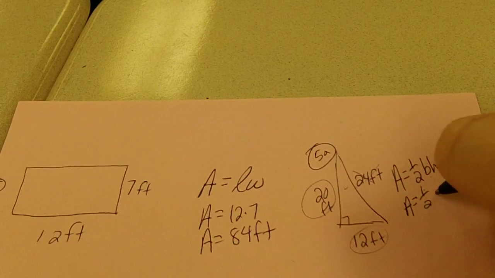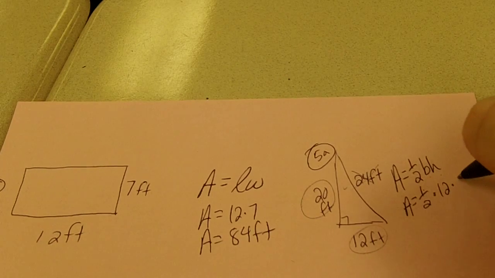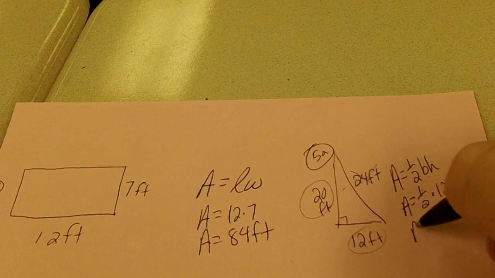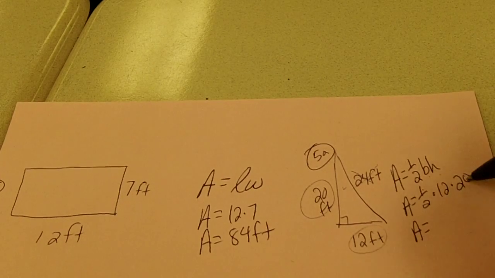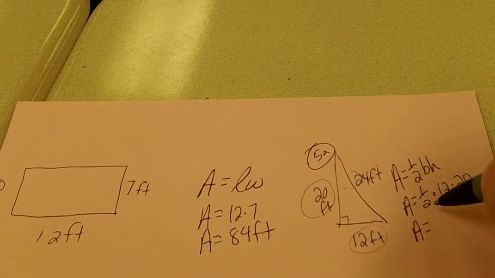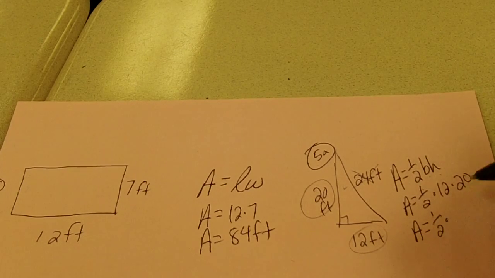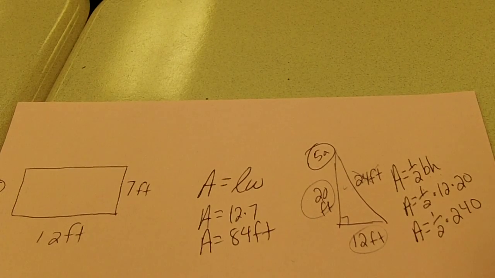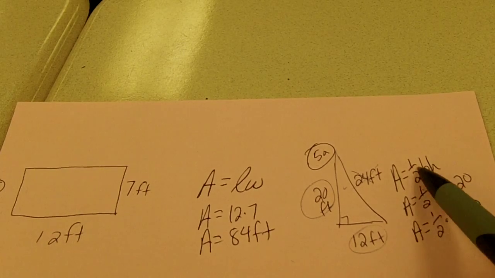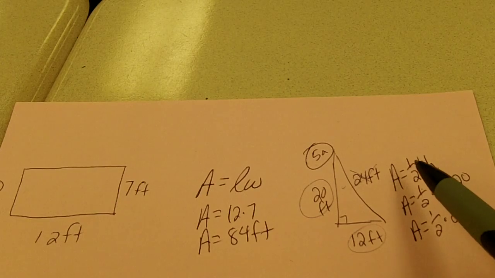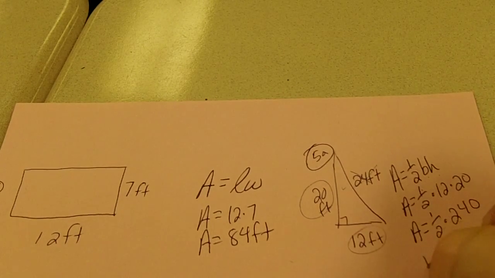So I have 1/2 times 12 times 20, and I can solve that pretty easily. I like to solve the hard part first and then just use the half at the end, and I'll show you why in just a second. 12 times 20 is going to be 240. And what I like to tell people is this: base times height, split it in half. Base times height, split it in half.